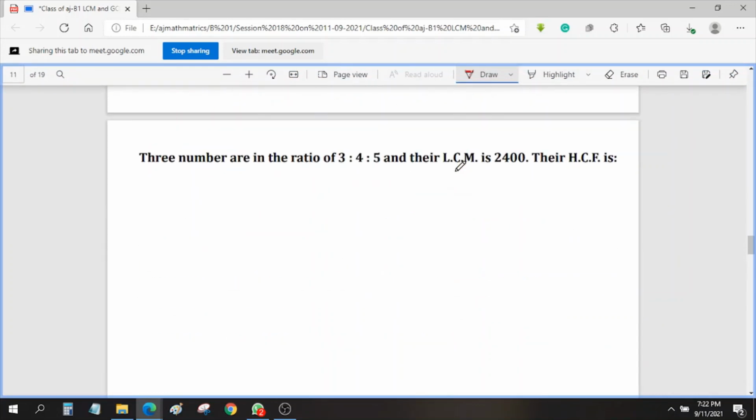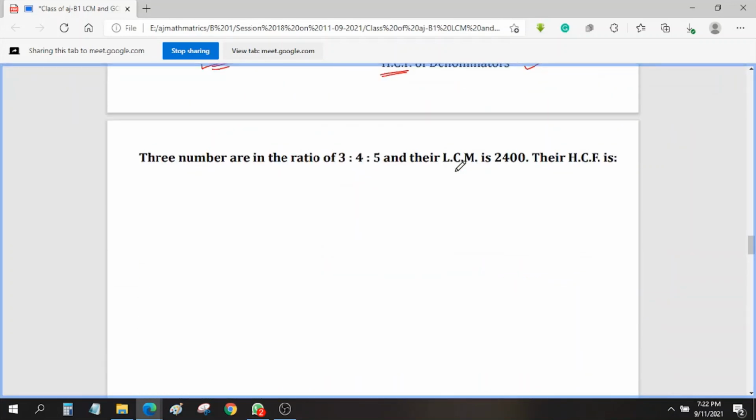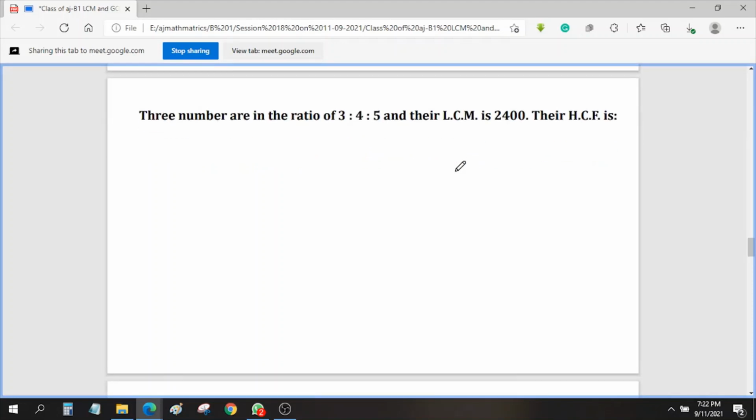Okay, now next. So these are all the questions. Sometimes simply numbers are given and they need to find out LCM, sometimes applications are also given. So application of LCM and application of GCD is also given. Now I'll explain this one.